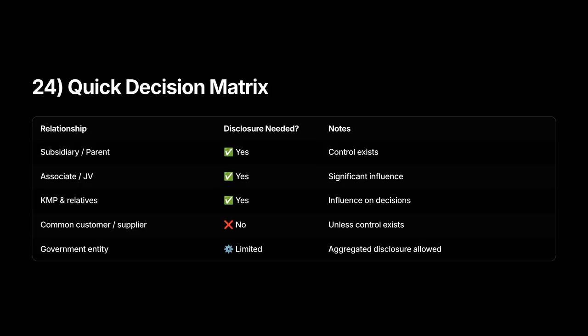Quick decision matrix. Use a quick rule of thumb. Subsidiary or parent, disclose. Control exists. Associate or joint venture, disclose. Significant influence or joint control exists. KMP and relatives, disclose. They influence decisions. Common customer or supplier, generally no disclosure unless control or significant influence exists. Government entity, limited or aggregated disclosure with name of government.